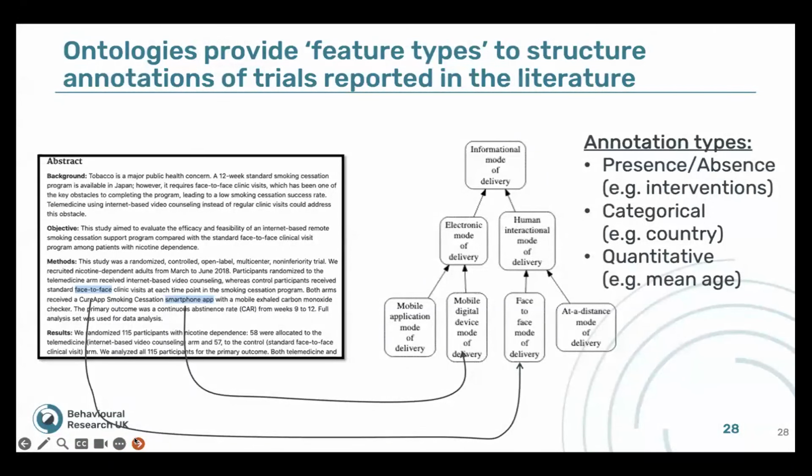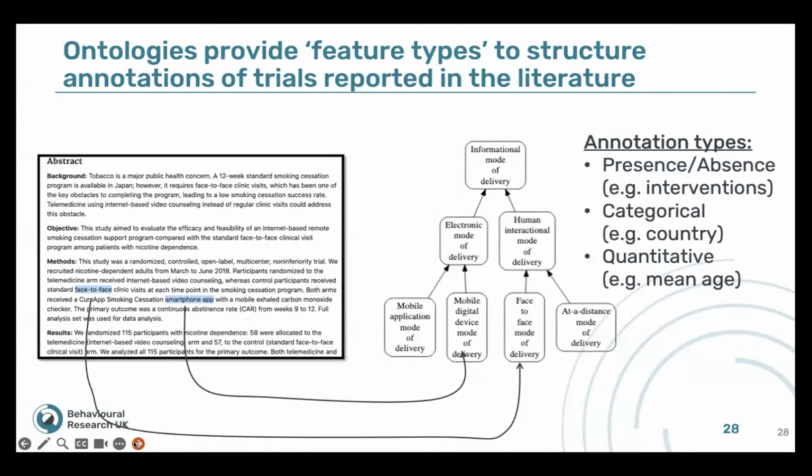And here you see parts of the text, in fact, just the abstract text. I mean, typically we would extract values from the full paper, but it's much easier to illustrate with an abstract because it fits on one slide. So here you see bits of the text which would indicate that a face-to-face mode of delivery had been used, and this text would then be associated in the data extraction with that ontology class.